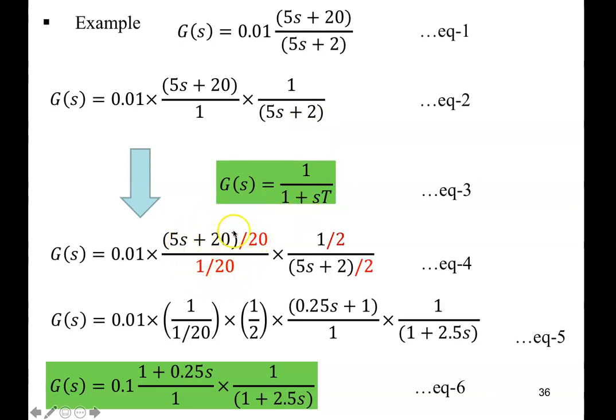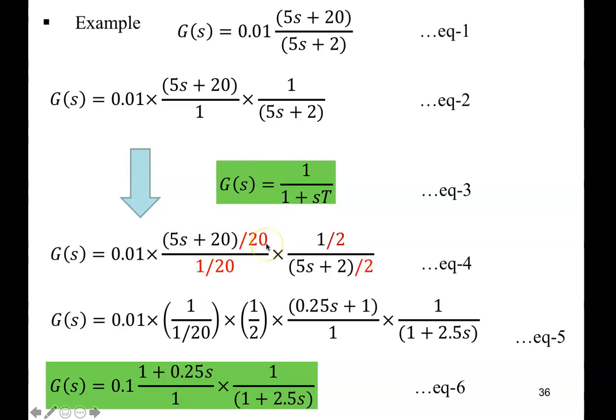Now, when I divide everything by 20, I can move that 1 over 20 to the front. That's there. I can move that 1 over 2 to there. Remember, when you move 1 over 20 to the front, you move it from the numerator to the denominator. So therefore, it should be marked as the denominator. So 1 over 20. Therefore, this term is actually 20. Okay?